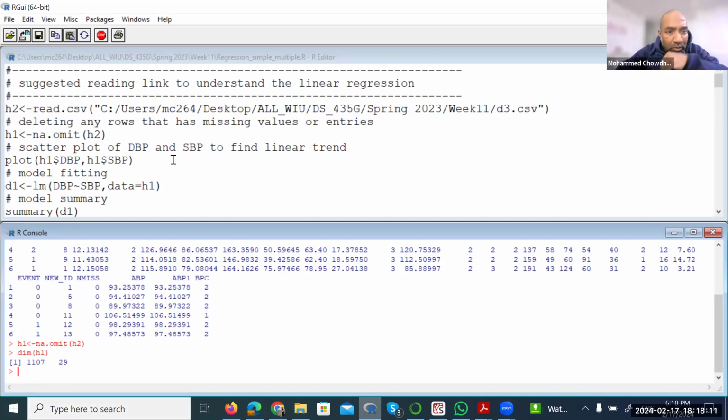So what I'm going to do now, I want to take a look at the scatter plot of the two variables DBP and SBP. So DBP stands for diastolic blood pressure and SBP stands for systolic blood pressure. When we visit a doctor's office, when the doctor takes our blood pressure, we see two blood pressure readings, one is high and one is low. The high one is known as the systolic blood pressure and the low one is known as the diastolic blood pressure.